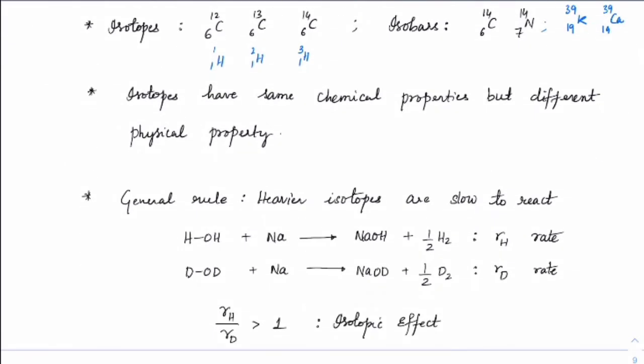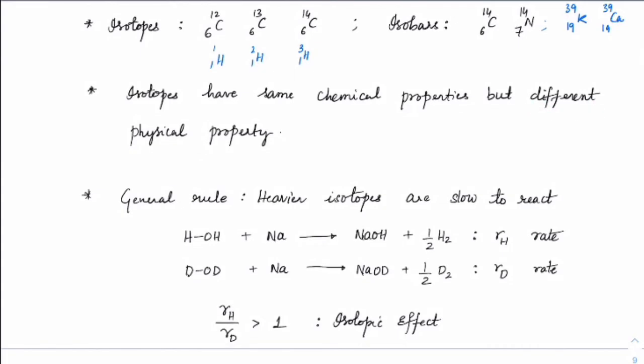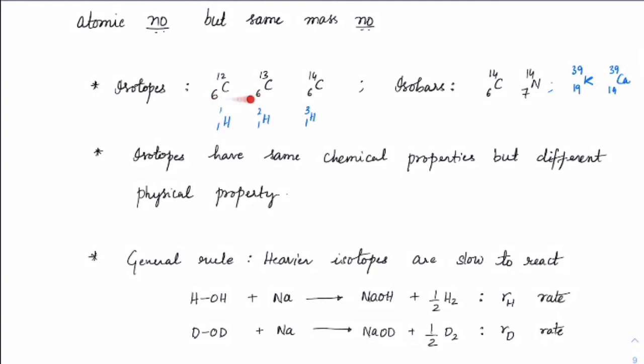Okay. Usually you will see isotopes will have same chemical properties but different physical properties. Got it? Because when it comes to chemical properties, it all depends upon the outermost electrons. Because the number of protons are same, for a neutral atom, number of electrons will also be same. So therefore, chemical properties will be same but physical properties will be different.